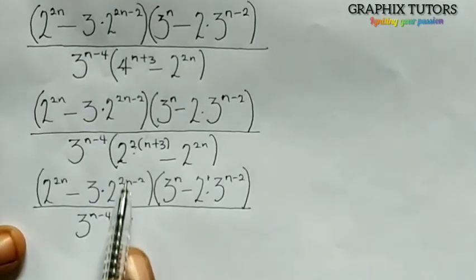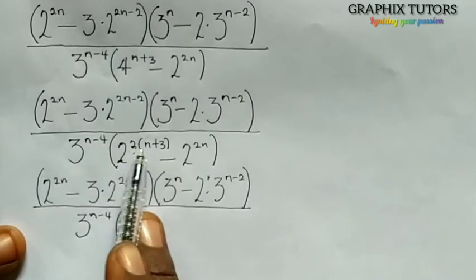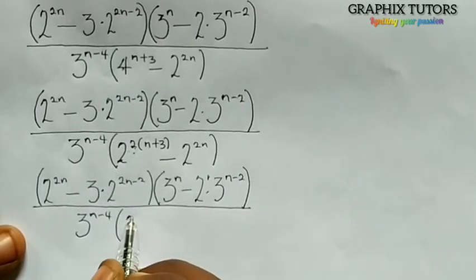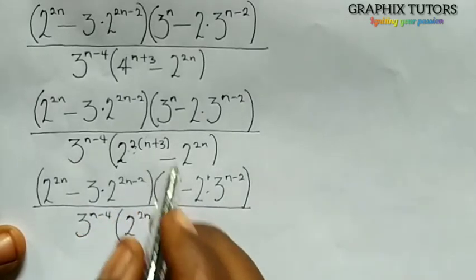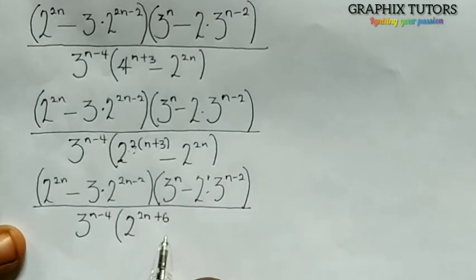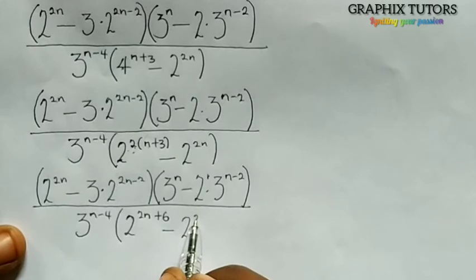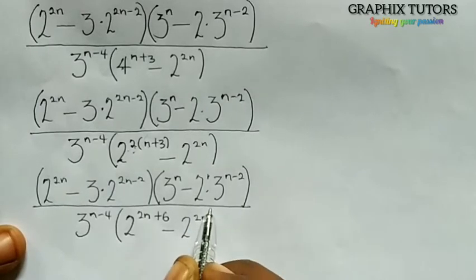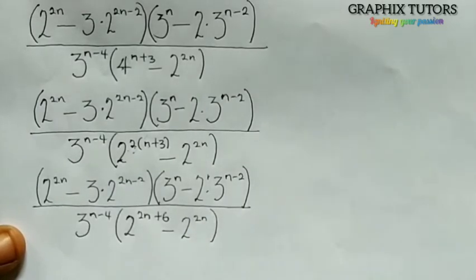Now, if I expand this bracket, I'm going to be having this. So it will be 2 to the power of 2 times n, which is 2n. 2 times 3 is 6, plus 6. Minus 2 to the power of 2n. Is that okay? Now, what we do here is this.